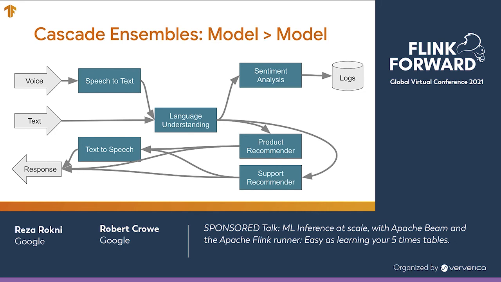So maybe I could give them a text response and then convert that to speech if we imagine this is happening maybe in a phone call. So here I'm using 6 different models in an ensemble. And as we've seen, you can use multiple models in a Beam pipeline or a Flink pipeline. And this is an example of some more advanced way that you might be able to do that.